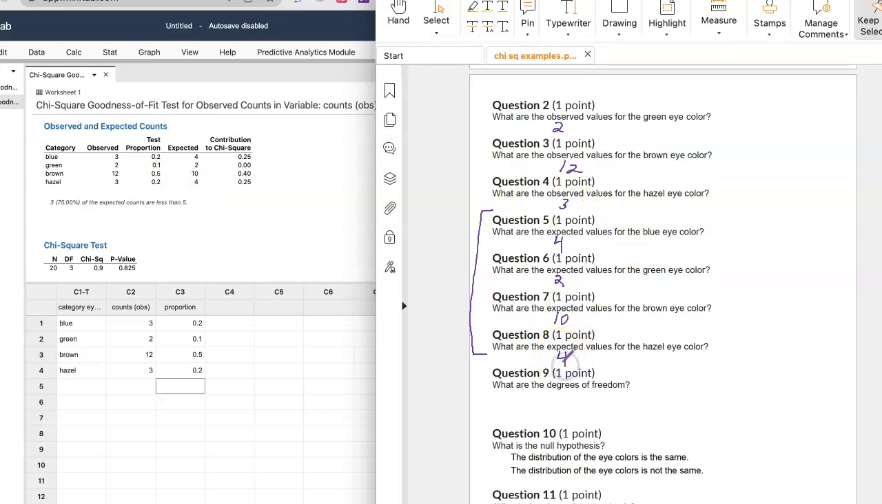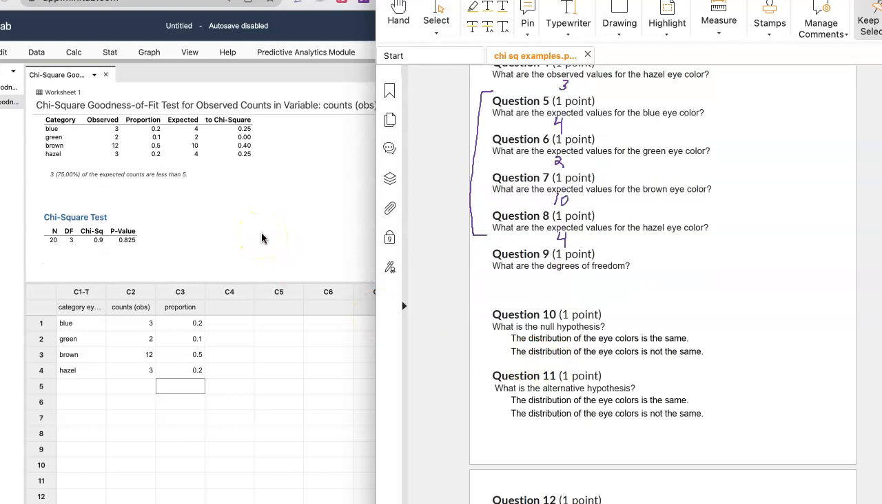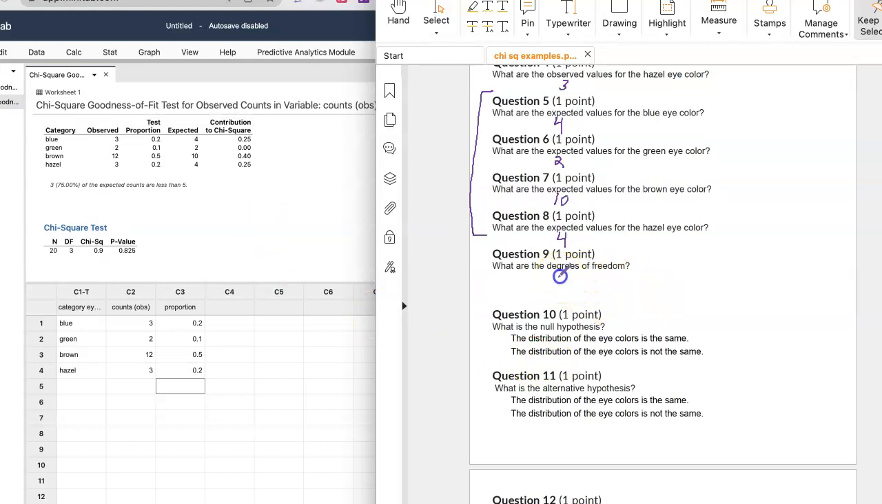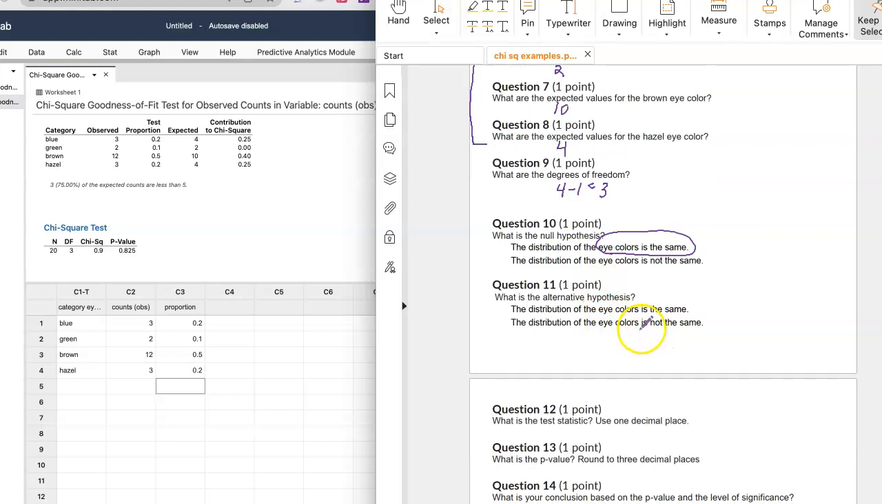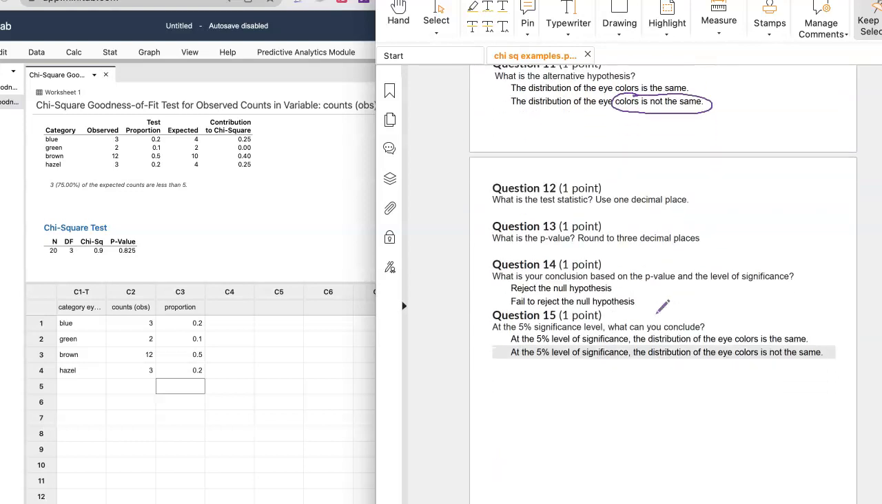Okay, so 4. What are the degrees of freedom? Again, that's 4 minus 1, which is 3. It's always your groups minus 1. What is the null hypothesis? Again, pick the one that means that they're the same or equivalent. The equal sign goes on top, so that's the null hypothesis. And then the alternate hypothesis is the opposite, which is that they are not the same. What is our test statistic? Test statistic is our chi-squared number here.